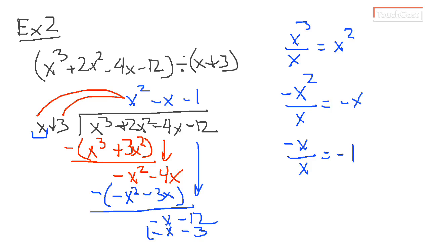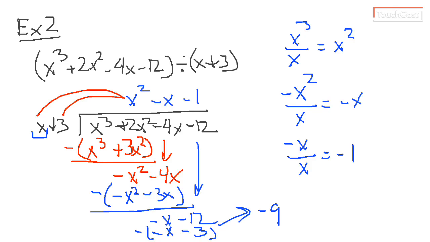I've run out of space to show you my work, so I'm going to write that over here. The negative x minus negative x is gone. Negative 12 minus negative 3 is going to give us negative 9. So that means we have a remainder.